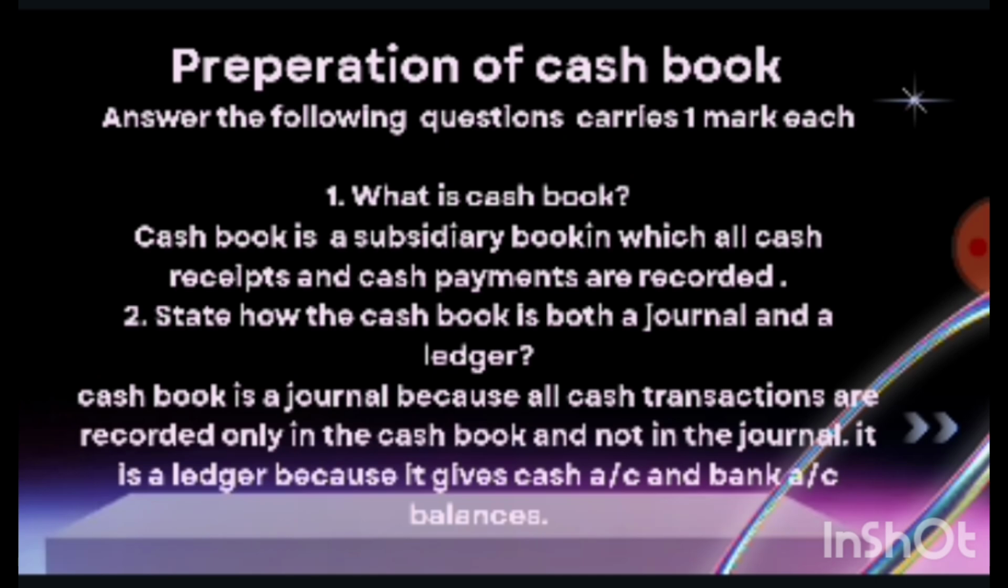State how the cash book is both a journal and a ledger. Cash book is a journal because all cash transactions are recorded only in the cash book, not in the journal. It is a ledger because it gives cash account and bank account balances.